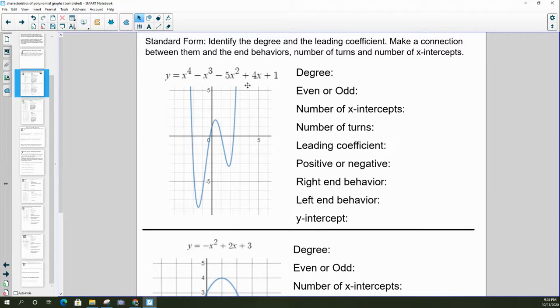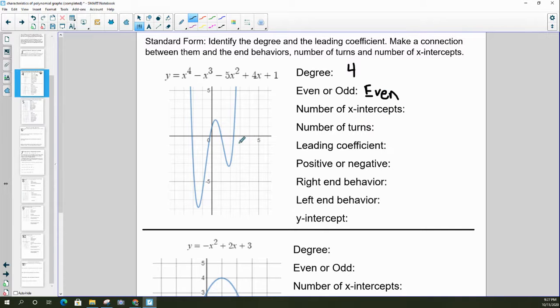All right, so we have this first graph here. We want to be able to identify the degree, the leading coefficient, and see if we can make connections between them and the graph. So we have this in standard form. The highest exponent is 4, so the degree is 4. Is that an even or odd number? This is an even degree. And we're going to make connections between the number 4 and the fact that it's even.